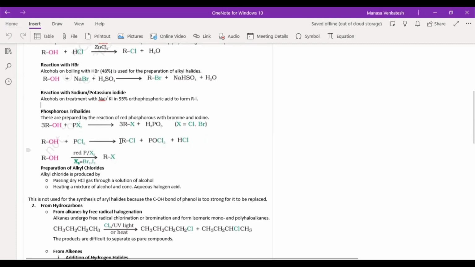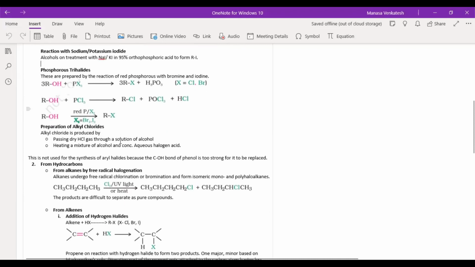But the issue with this particular method is the fact that we can't use this for the synthesis of aryl halides. This is because the bond between the carbon atom of the phenol and the oxygen atom is quite stable, and it will not be replaced. The OH cannot be replaced in the phenol molecule.